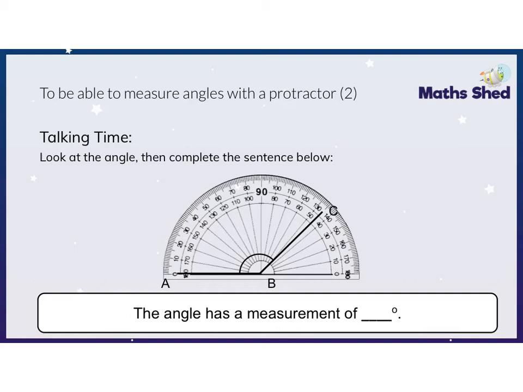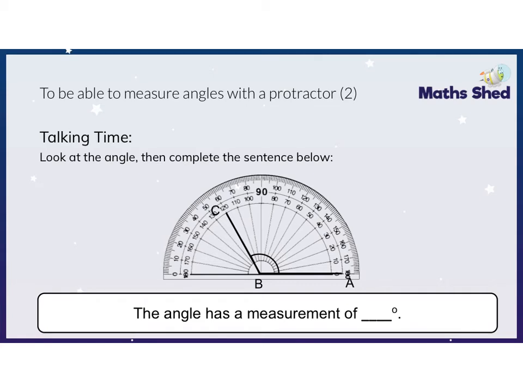Okay, look at the angle, then complete the sentence below. The angle has a measurement of, and again, this is the angle that we're looking at, using the outer scale, because that's where our protractor is lined up. We go all the way around, and we can see it's halfway between 130 and 140. So that means our measurement is 135. Again, it is an obtuse angle because it is more than 90 degrees but less than 180.